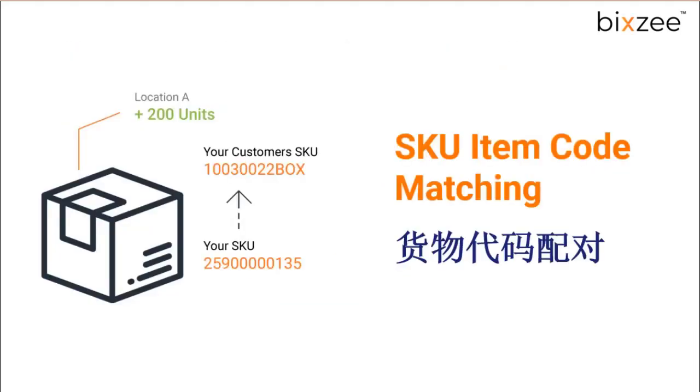This is the killing point. In normal stock control, people always face the problem of getting the same product with multiple stock codes, and their stock control will be in a mess. In Bixzee, we have a unique function where your product code will automatically match to your supplier product code and your customer product code. And your staff will no longer need to select an item. The system will do it automatically for you.